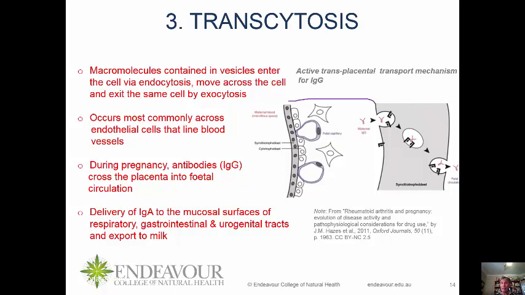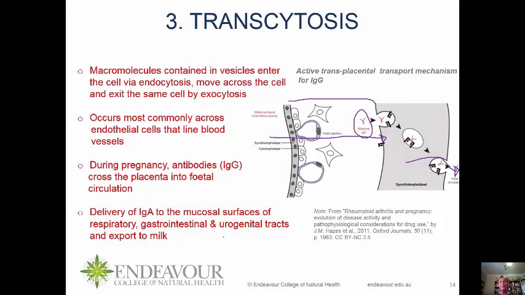So during pregnancy, antibodies, or IgG, so this is your particle here, come in from the mother's blood, into the placenta, they cross the placenta, and then they go into the fetal circulation. Because in pregnancy, the baby's blood does not come in contact with the mother's blood. The placenta is what divides it. So it goes across the cell in the uterus, through the placenta, which is part of that uterus, and then it goes across to the fetal circulation.